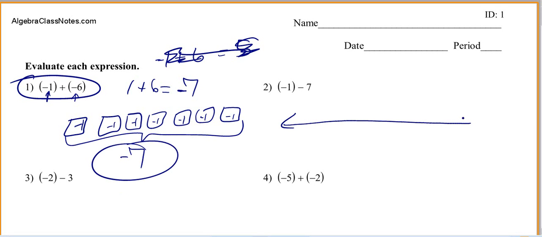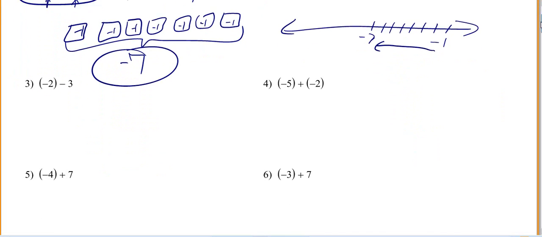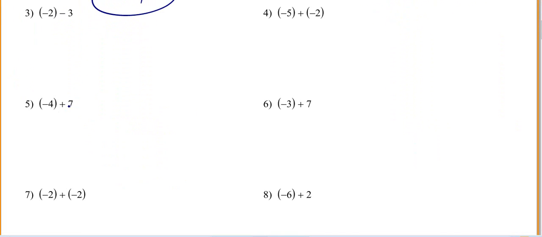Another thing to think about is if, say, you're at a negative 1 on your number line, you go back 1, 2, 3, 4, 5, 6, 7. You're at a negative 7 because you're adding negative 6 spaces, right? There are a couple of different ways to think about it. Here, let's look at this.